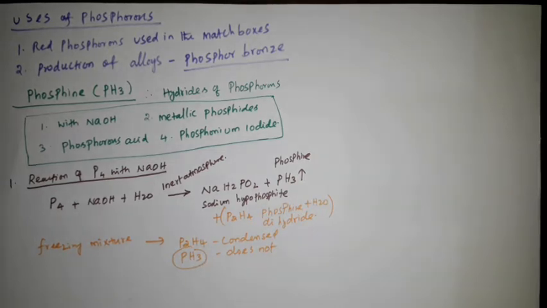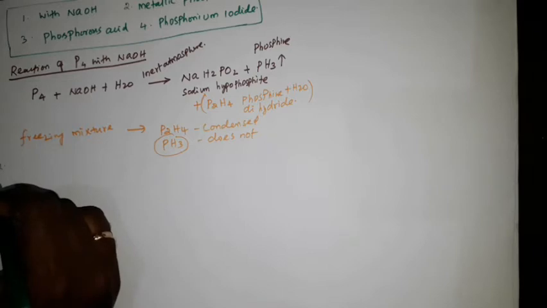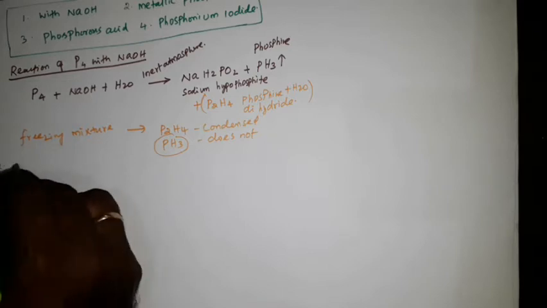Next, the second one is we prepare phosphine from metallic phosphides.